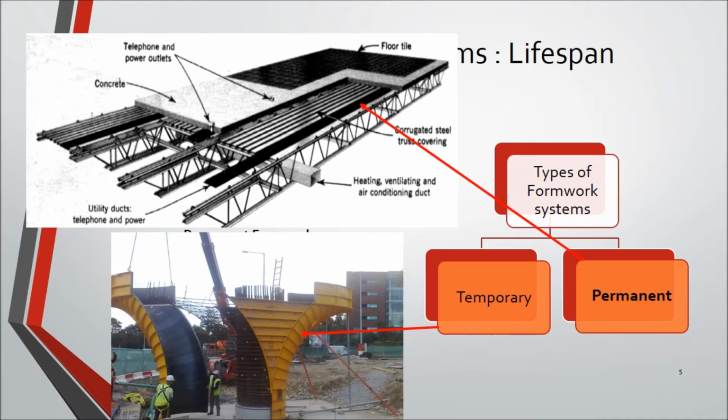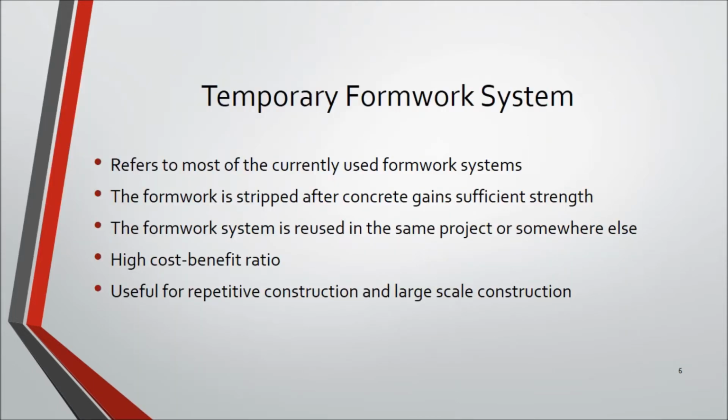They increase the durability of the concrete. The corrugated steel deck embedded in structures is an example of permanent formwork system. Most of the currently used formwork systems are temporary. That is, they are stripped after the concrete gains sufficient strength and then used somewhere else. Because of this reusability, these systems have a high cost-to-benefit ratio. These are more preferred in case of repetitive construction involving many cycles.